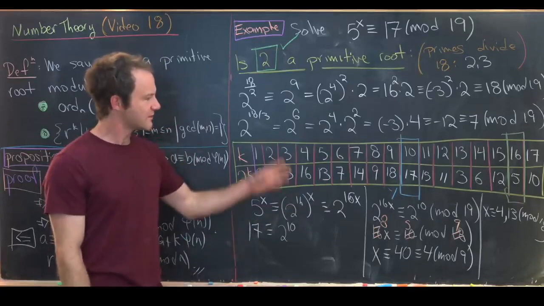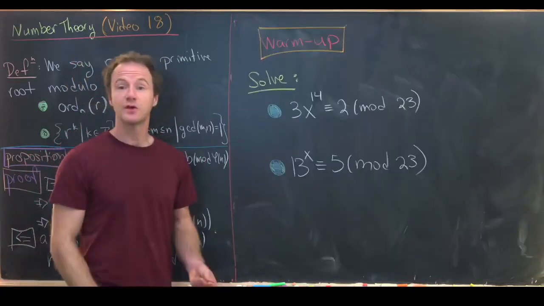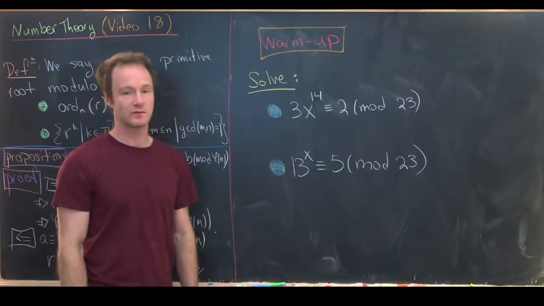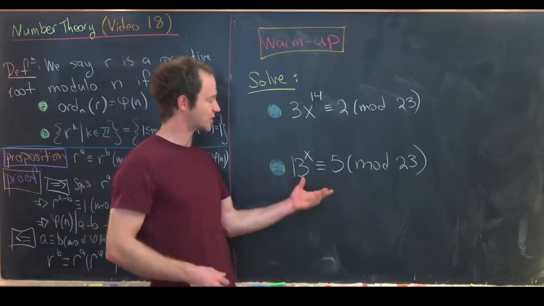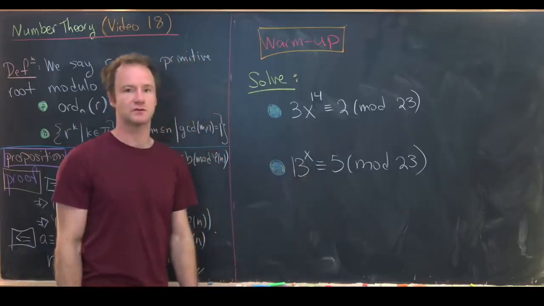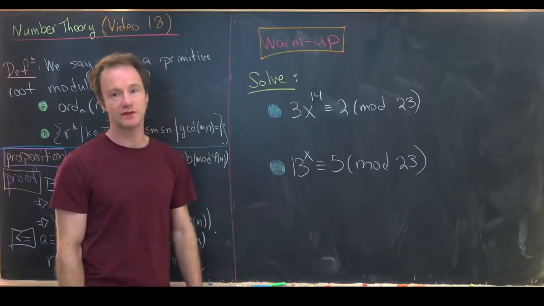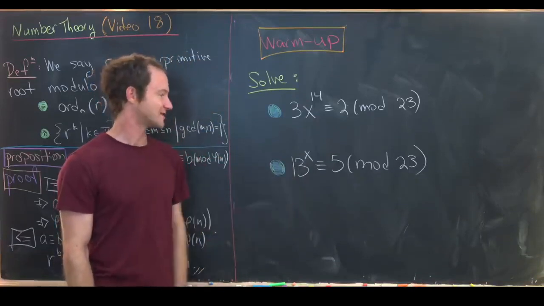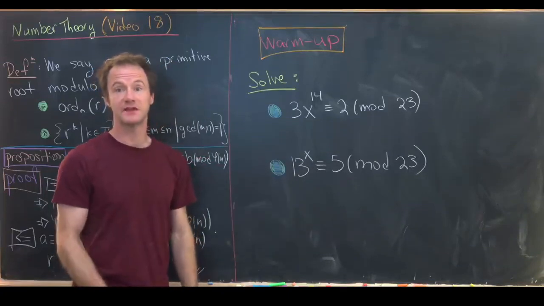Okay, so now let's maybe get rid of this and I'll leave you guys with a couple warm-up problems. So here are two quick warm-up problems that are built off of the information that we saw in this video. So they're to solve the following two congruences. So we've got 3 to the x to the 14 is congruent to 2 mod 23, and then 13x is congruent to 5 mod 23. And that's a good place to stop.